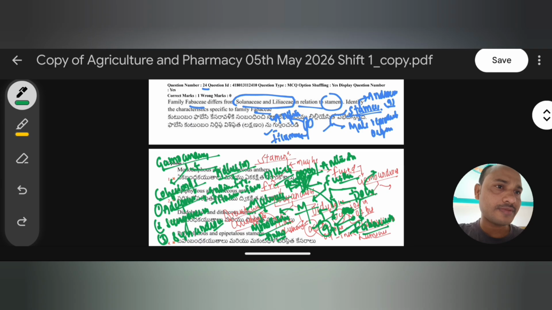Polyadelphous conditions are generally seen in citrus plants, in which the group of stamens is formed into many bundles. So many bundles are formed by groups of stamens. Seen in citrus. Like that we have different types of adelphous.